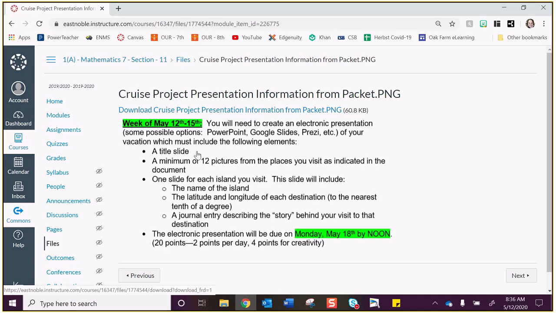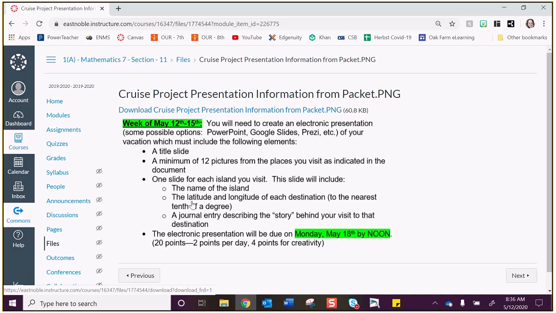So, remember all the islands that you stop at: St. Martin, St. Thomas, Barbados. Those are all islands that you want to make sure you're getting pictures from. One slide for each island you visit, and we have that broken down into the different days as well, but this slide should include the name of the island.